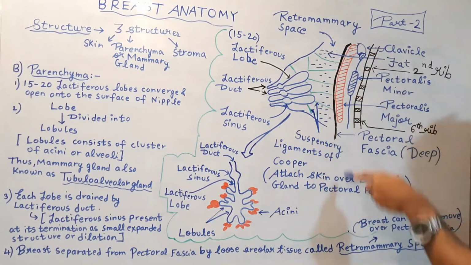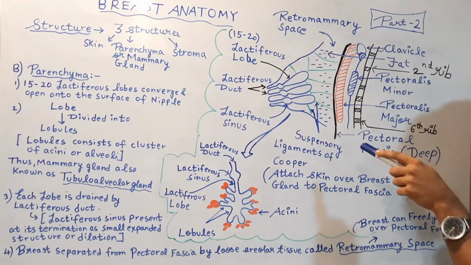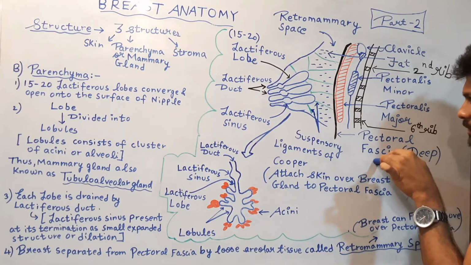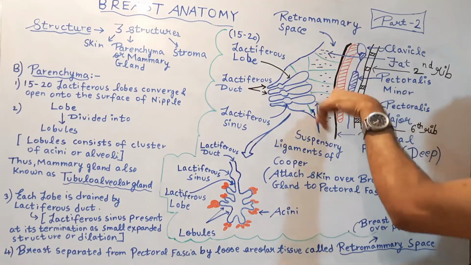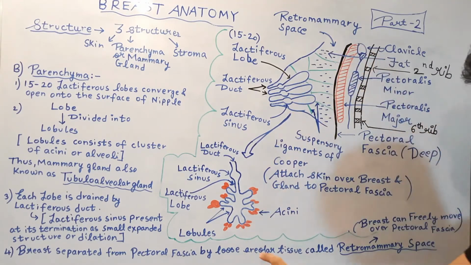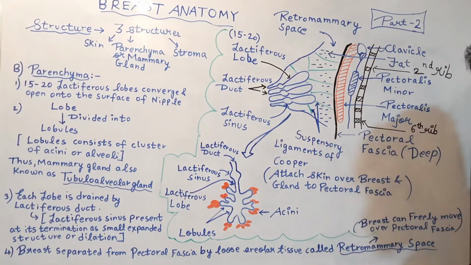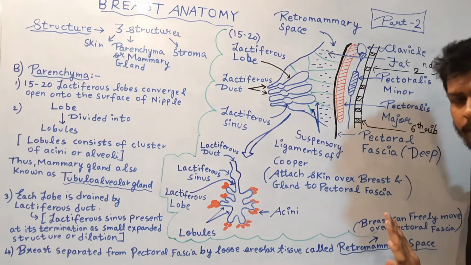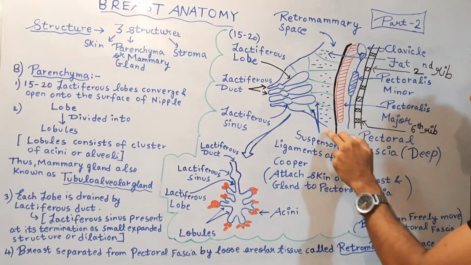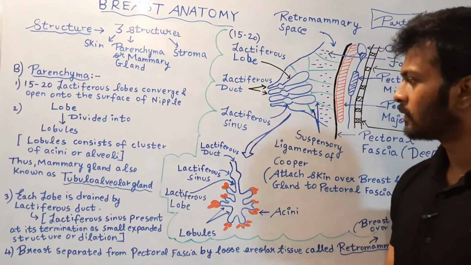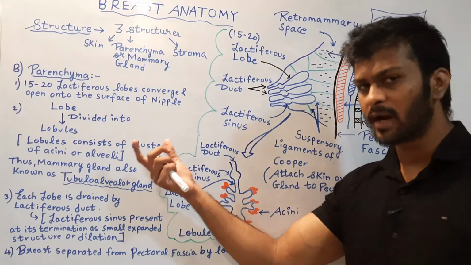So this black line is pectoral fascia, deep pectoral fascia, and the breast is separated from the pectoral fascia by retromammary space. So it will consist of loose areolar connective tissue, due to which the breast can freely move over pectoral fascia. Due to this, the breast will not become fixed, but it can move over pectoral fascia due to the presence of retromammary space. Okay. So we have covered parenchyma or mammary gland in detail.